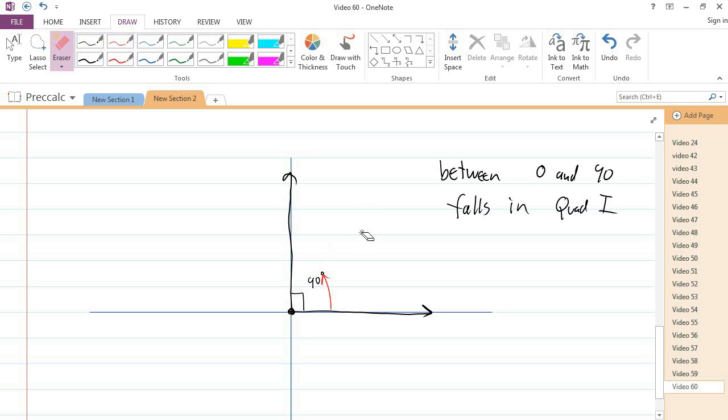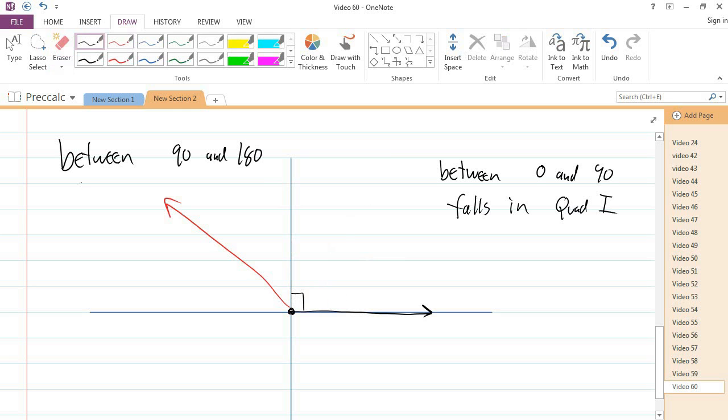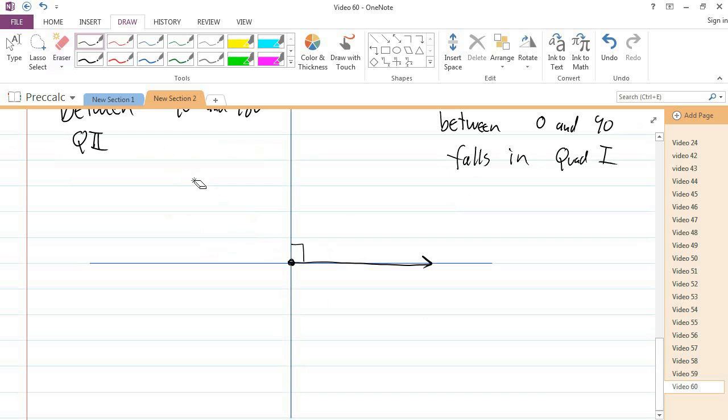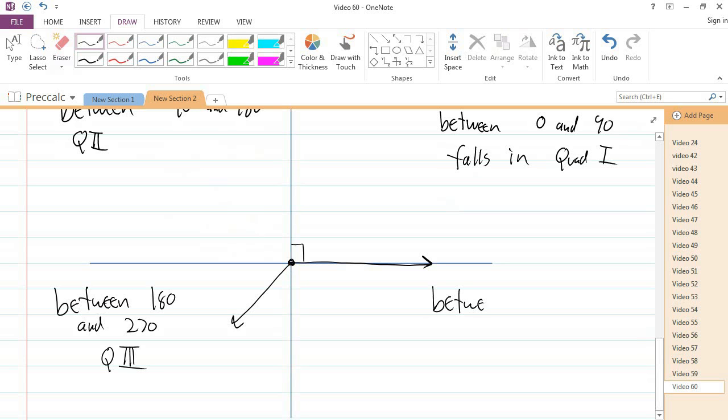An angle that is larger than 90 but less than 180 falls into quadrant 2. An angle that is larger than 180 but less than 270 falls into quadrant 3. And quadrant 4 is between 270 and 360.